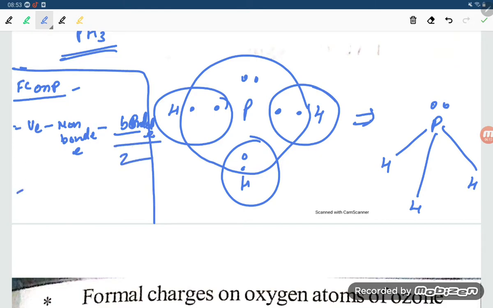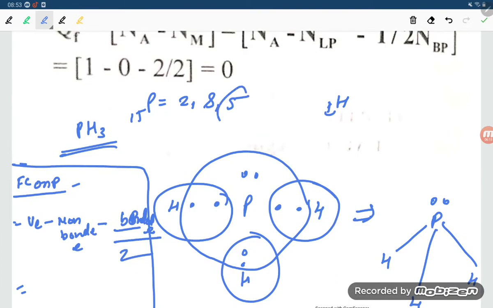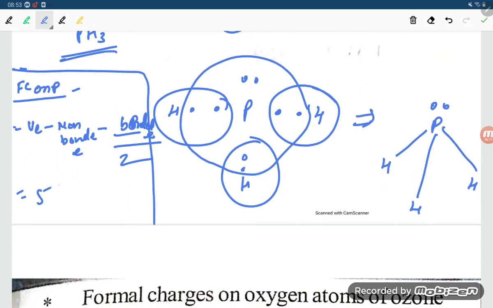So here, the number of valence electrons for phosphorus, how much did we write, student? 5. Okay, so this is 5. Number of bonded electrons, how many are there? 2, 4, 6. So this is the negative charge, the negative sign is everywhere. So minus 6, minus bonded electrons by 2. Bonded electrons by 2, student, how many bonded electrons are there? 1, 2, 3, 4, 5, 6.